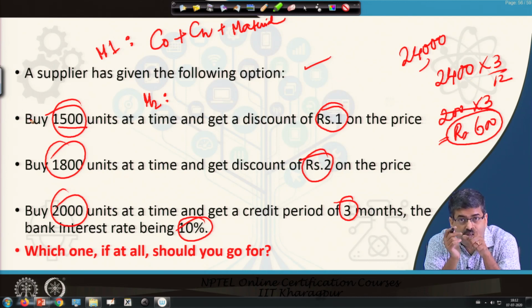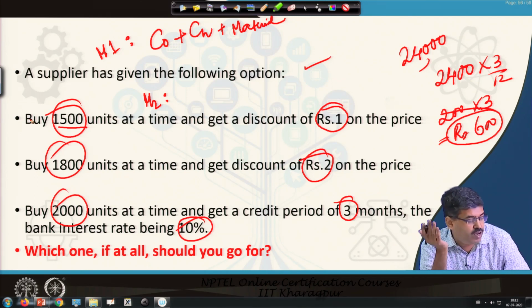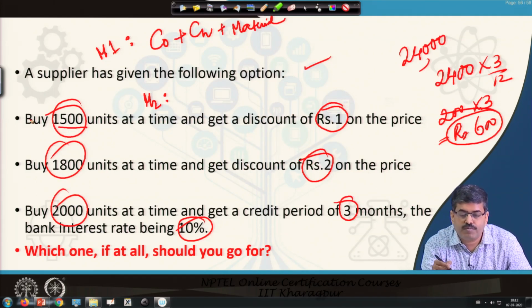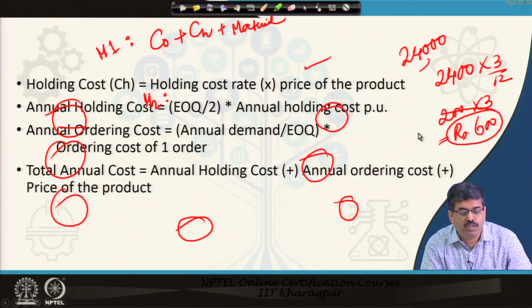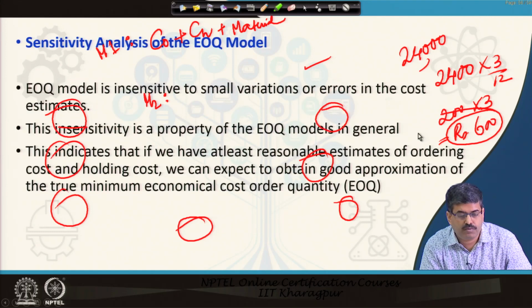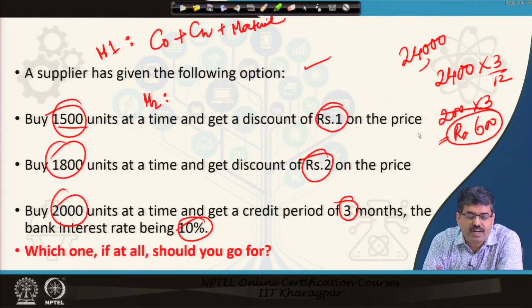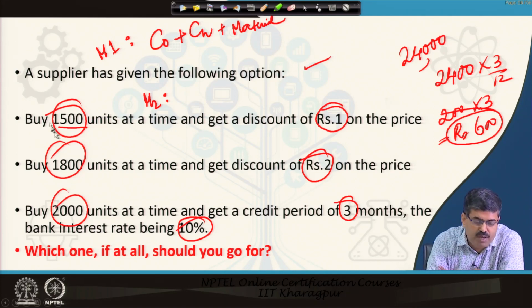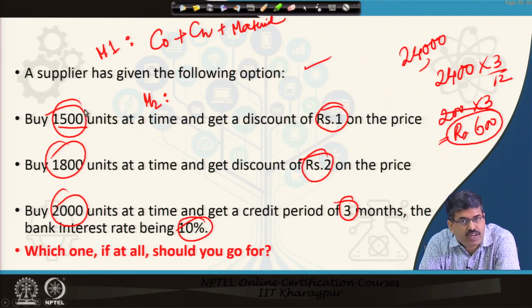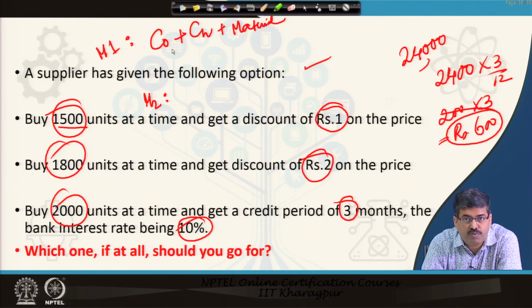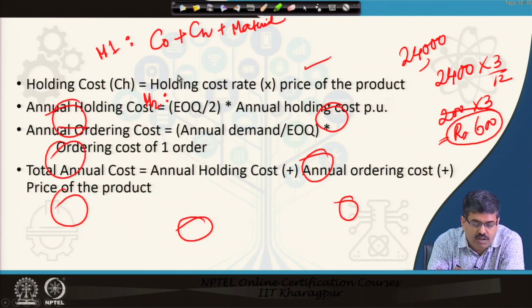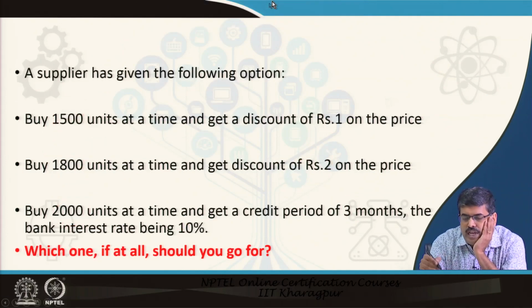With 1500, how many orders per year? Because your annual consumption is something, right? Your annual consumption is how much? Annual demand you have to add. Okay. So with that, you get the number of orders, total demand divided by 1500 every time. Number of orders multiplied by ordering cost. What was the ordering cost? 30 rupees. So that then you get the annual ordering cost now.